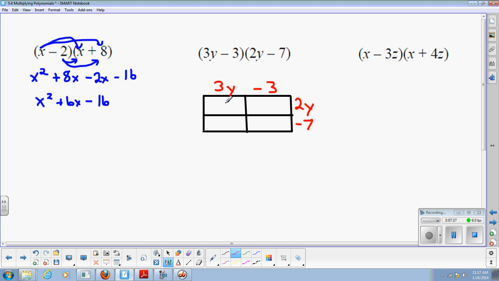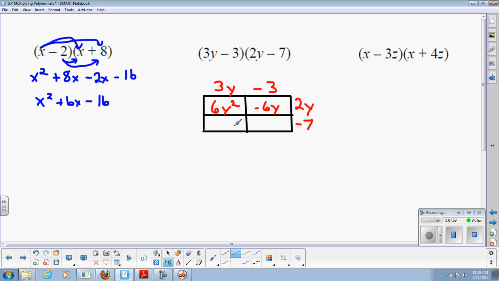So if I look here, 3y and 2y, when they cross in this upper left corner, so I'll do 3y times 2y. That is 6y squared. 3 times 2 is 6, y times y is y squared. I will now do negative 3 times 2y. Negative 3 times 2 is a minus 6. And the y I just write down because there's no y up here. It's only over here.